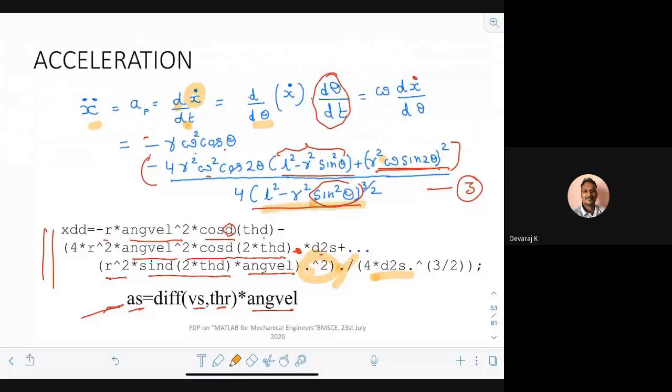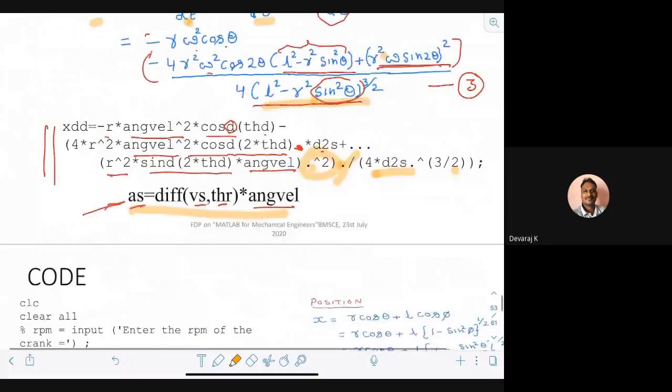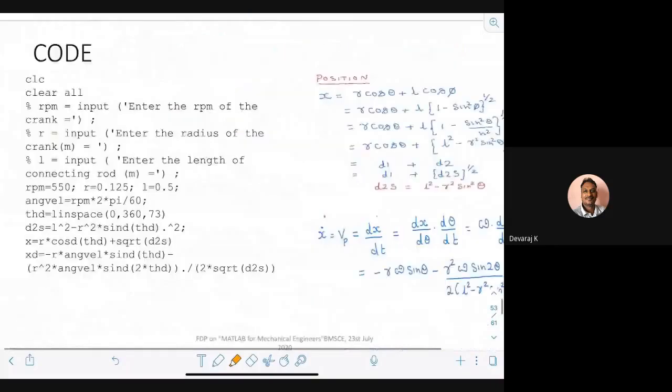This is if you do it from analytical, but I told you through symbolic, you can just try to work it out. Now, I've sent you the code in Word file itself. Let us try to understand the code part here. Okay.